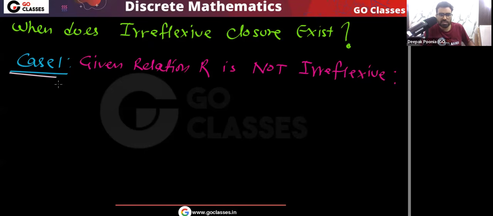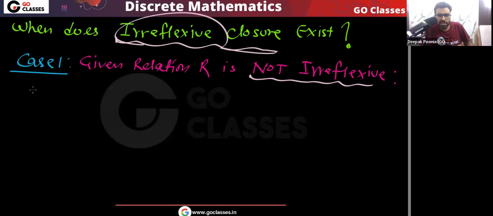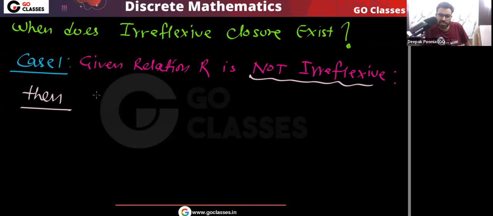Case 1, given relation R is not irreflexive. If the given relation is not irreflexive, means there is some violation of the irreflexive property, means R contains some reflexive pair. Now, can you bring the irreflexive property by adding? Then in this case, irreflexive closure does not exist.